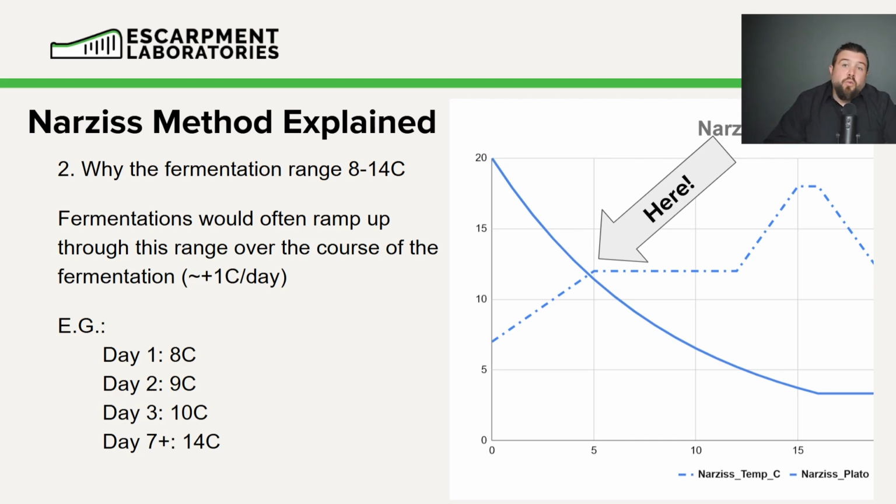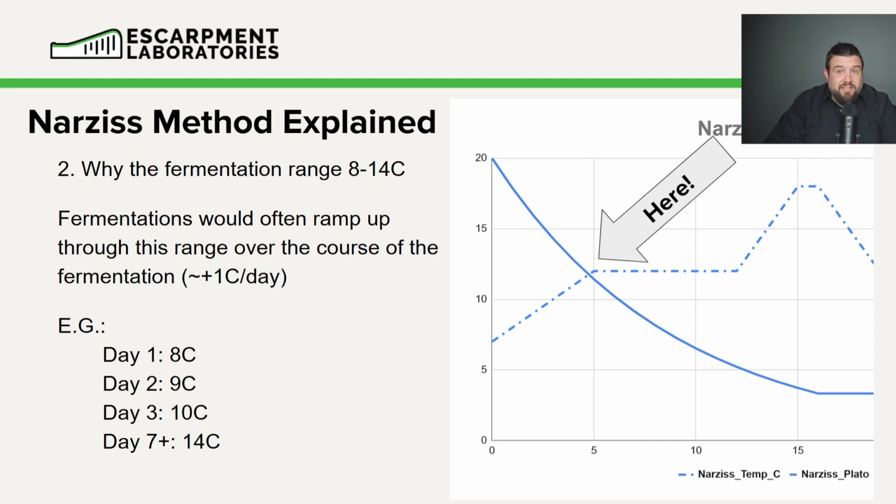Now, fermentations were not typically held at one of these two temperatures. They would typically ramp up. So we would not go, say, exactly from 7 degrees C and then go to 10. You'd likely see a fermentation start around 7 and then maybe spend a day or two at 8, then spend a day or two at 10, and then spend a day or two at 12. The fermentation will be allowed to slowly rise through this temperature range.